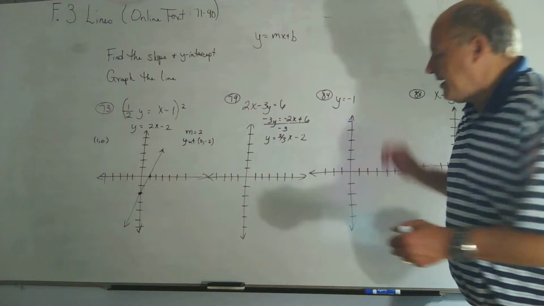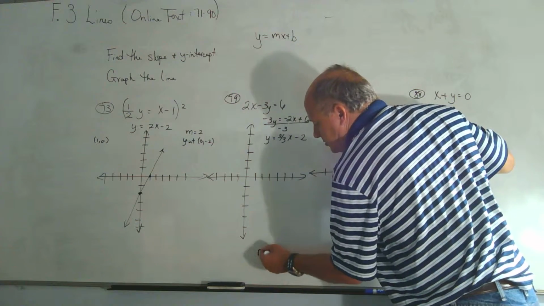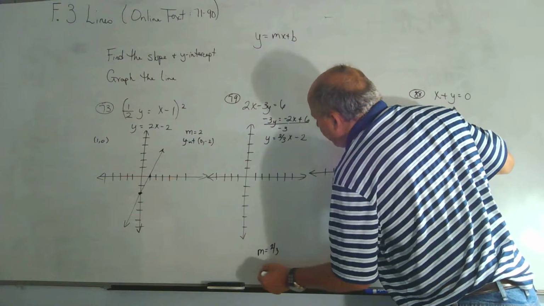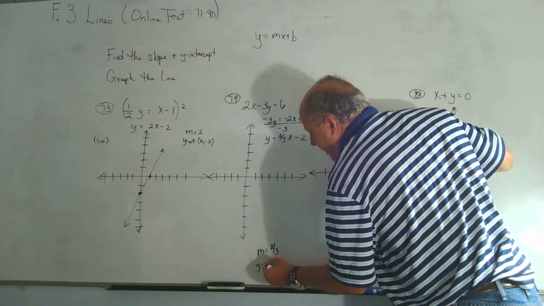And now I can identify the slope. The slope is 2/3. And the y-intercept, and yes, they are wanting this.